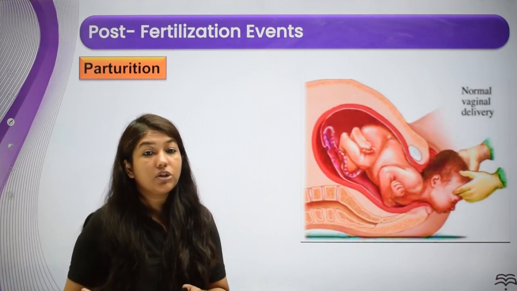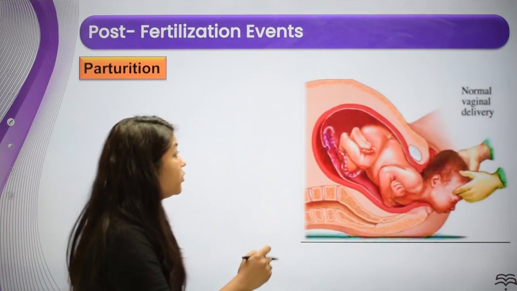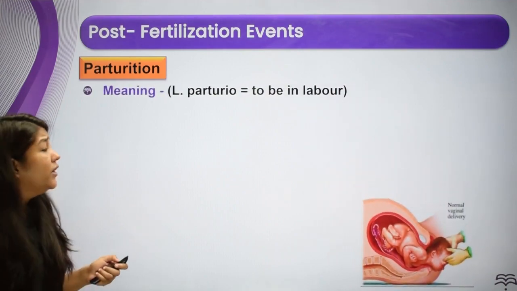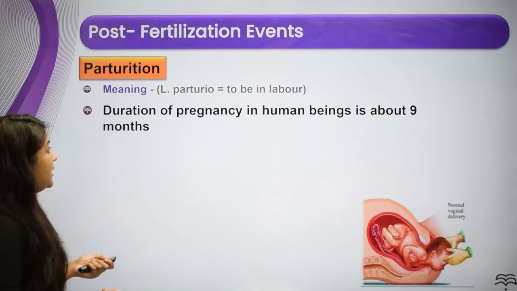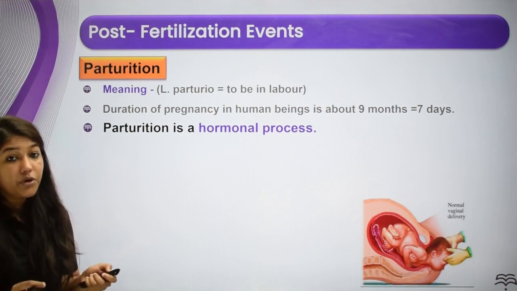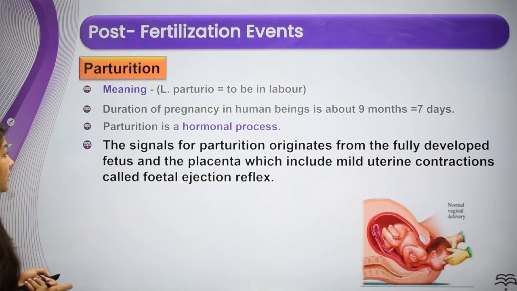Now the fetus is going to develop, and once the development of the fetus is done, the next step is going to come, that is parturition. So what is parturition? It is nothing but delivery of the baby. Okay, so duration of the pregnancy in human beings is about 9 months. Parturition is a hormonal process, right? There are lots of hormones which are participating in this process.